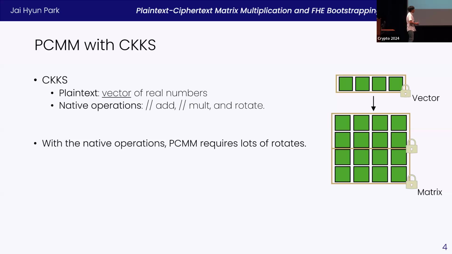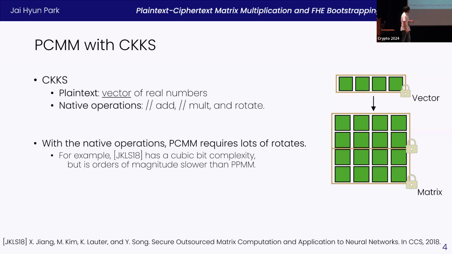Also, with native operations, PCMM usually requires lots of rotations. This is actually problematic. For example, a notable work from Jiang et al. has a good bit complexity asymptotically, but compared to the cleartext matrix multiplication with BLAS libraries, it is an order of magnitude slower. We found that the main reason for that is the loss of rotations.